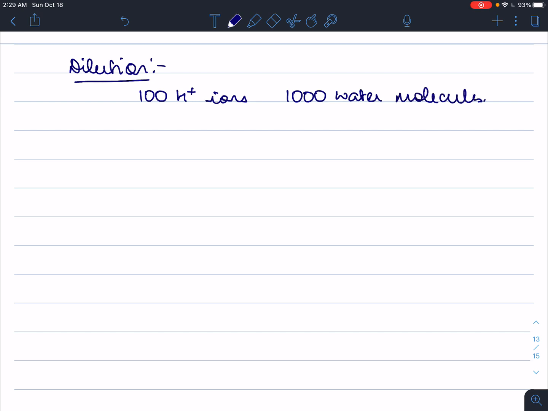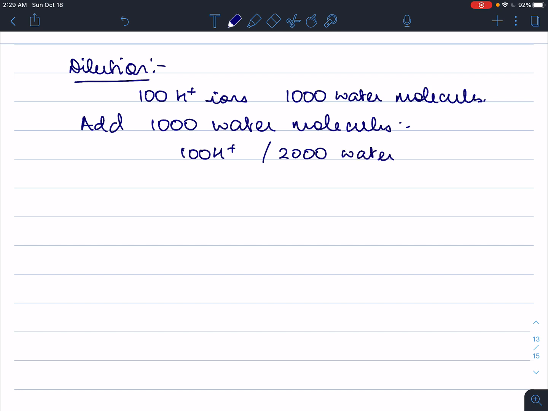And this is just an example, all right? Now, if I were to add another 1000 water molecules, what happens? You have 100 H plus per 2000 water molecules. So the concentration of this solution is 50%, or half the concentration of this solution. All right. So when you add water to a solution, you are diluting the solution. That process is called dilution.